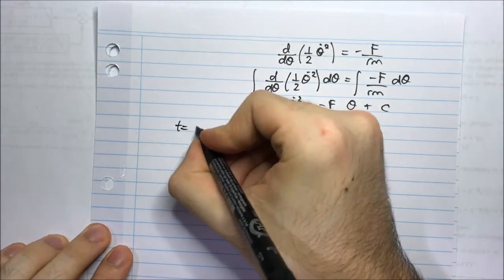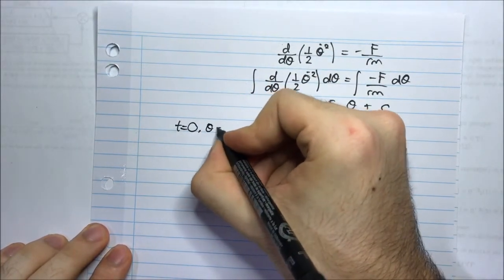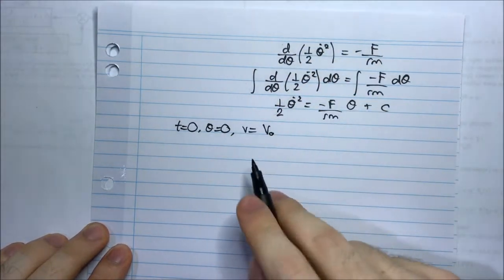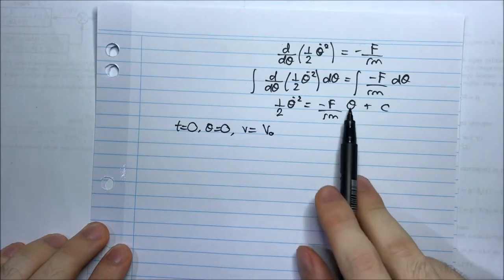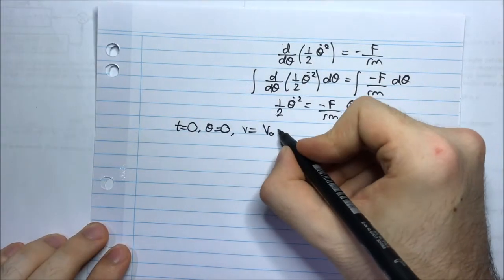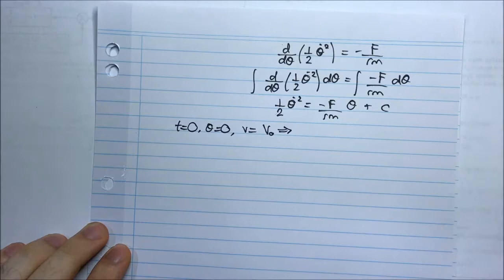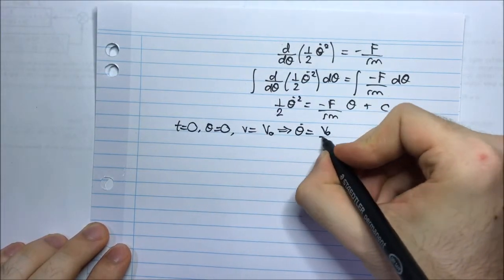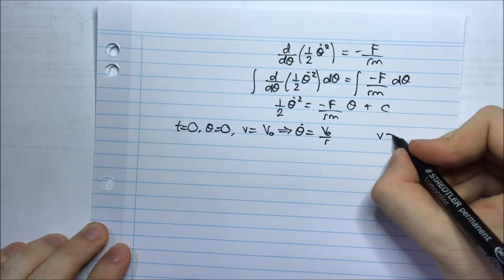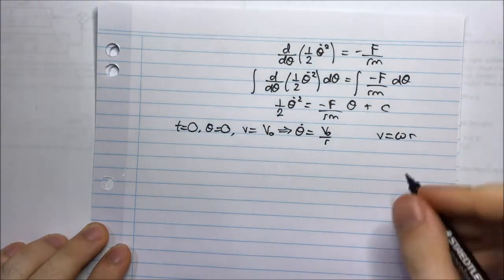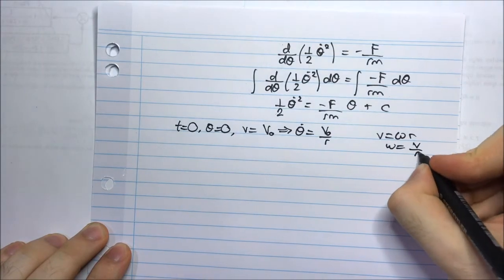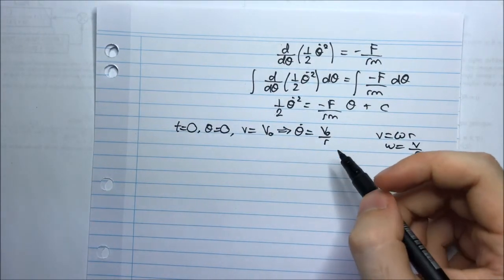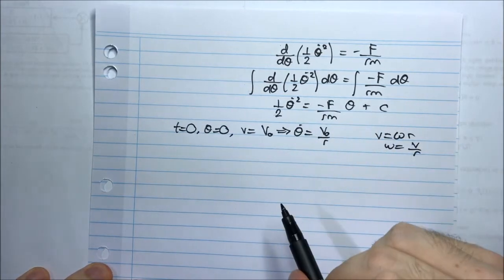So far we have that at t equals 0, theta is equal to 0. I have that the linear velocity is v0, but I don't have a linear velocity here. I'm working with angular quantities. So let me turn this into its angular counterpart, which would be theta dot is equal to v0 on r, because remember v is equal to omega r, and so therefore omega is v on r. Alright, so I have these now. Now I can substitute these back into this equation here.